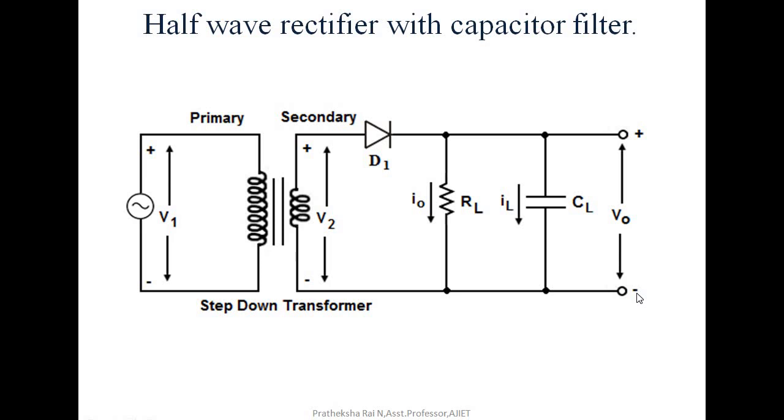That is, first we'll be studying about the half wave rectifier with capacitor filter. So you all know that in case of a half wave rectifier, the output of the half wave rectifier is not pure DC, but it contains fluctuations, or we can say ripple, which is actually not desired, it is undesired.